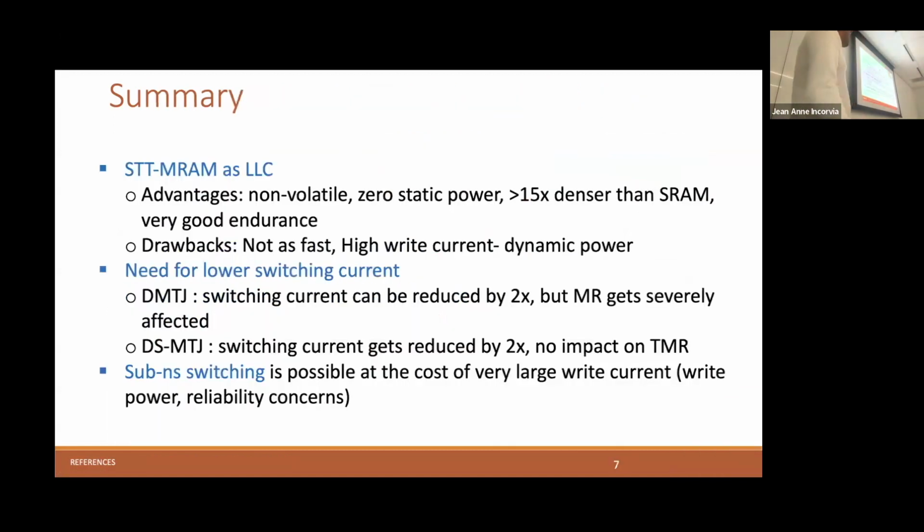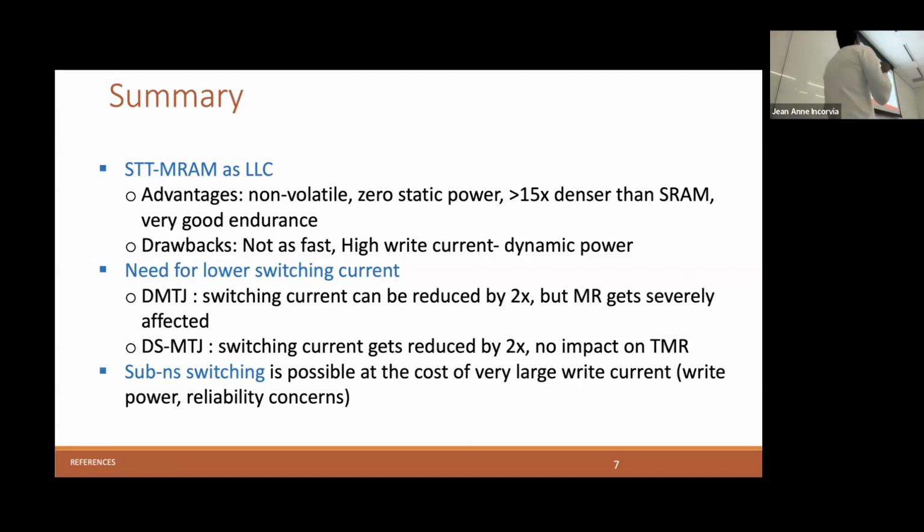And in summary, we have STT-MRAM, which is really competent to replace SRAM because of its zero static power, 15x greater density compared to SRAM, and very good endurance. However, it's not as fast. We still need improvement on write current because of the dynamic power consumption.